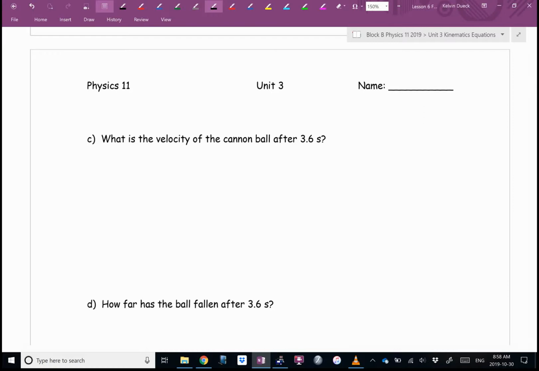Now, the fact that we've just changed the time to 3.6 seconds, I am going to relist my data. So I'm going to go VF equals question mark. I can still use the VI of 0, I think. I can still use the A of negative 9.8, but I don't want to write T equals 10.6. What do I want to write instead? T equals 3.6. Otherwise, it's the same question that Sam just did. I'm looking for an equation that has those in it. Which equation?